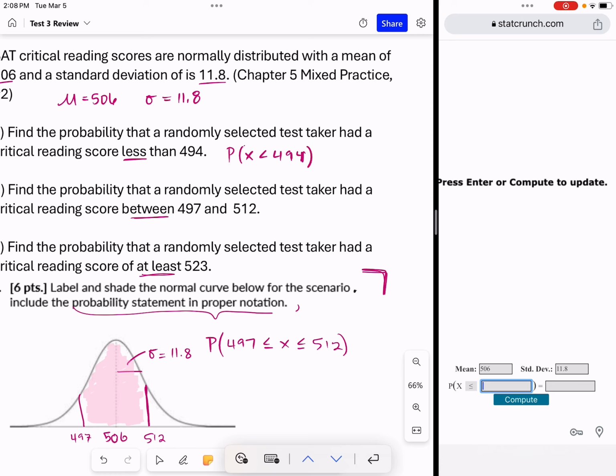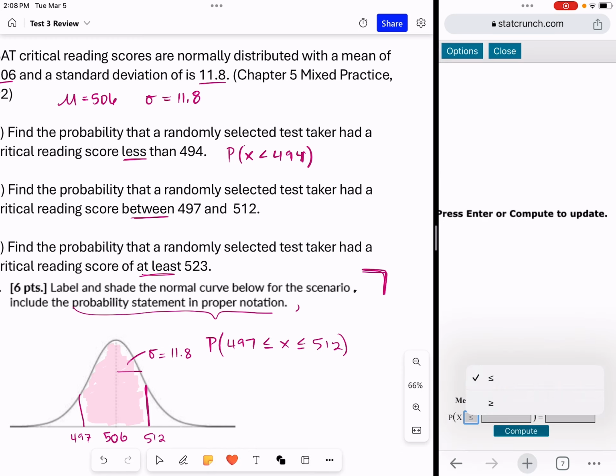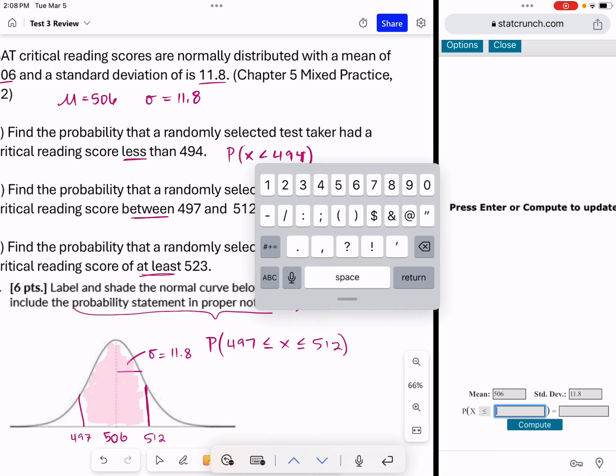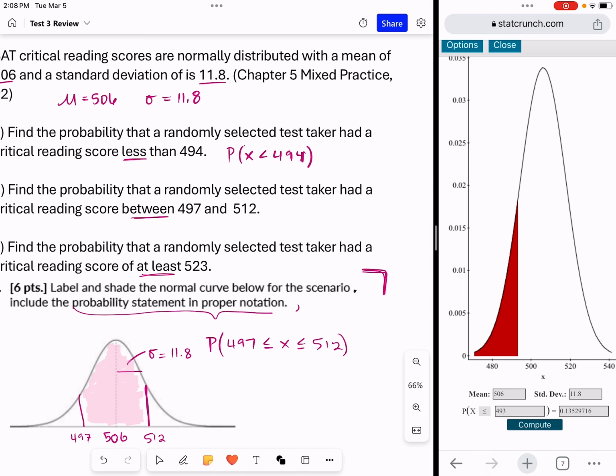And remember, we can only choose less than or equal to or greater than or equal to. We have to include the endpoints in the calculator, but it's going to be the same probability regardless. So I'm just going to put in that 494. Click compute. And so this is what you would have put in Pearson. 0.135.